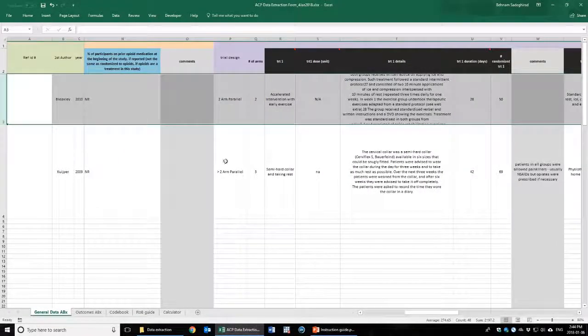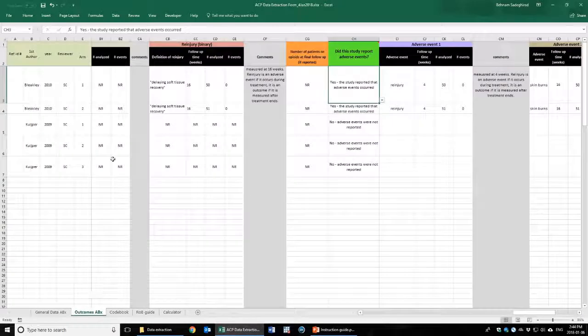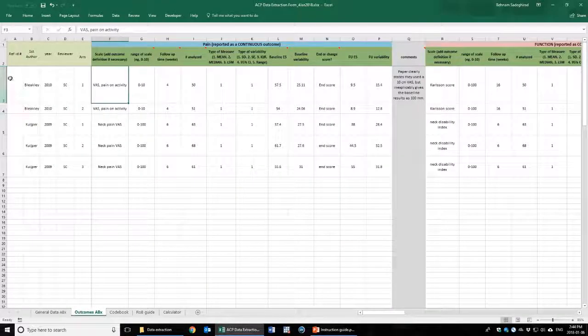The second sheet is the Outcome Extraction sheet. This sheet is where you will extract all of your outcome data. This sheet is set up as one row per study arm.